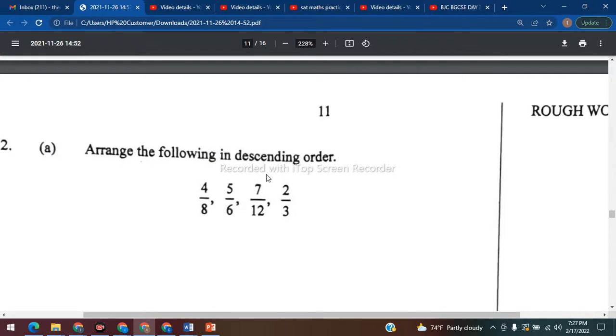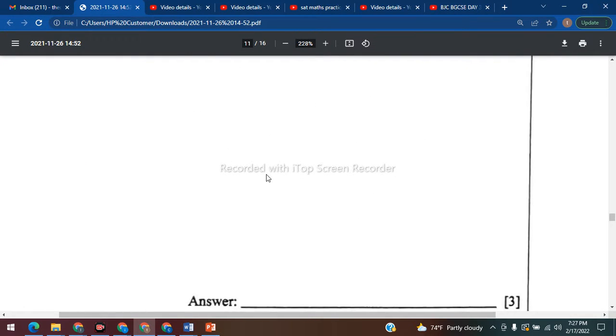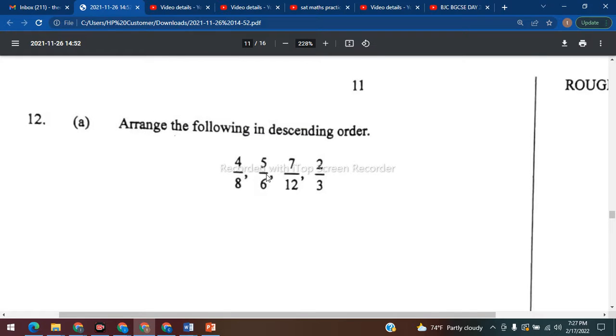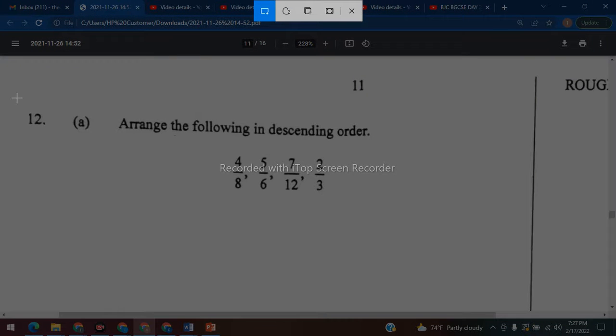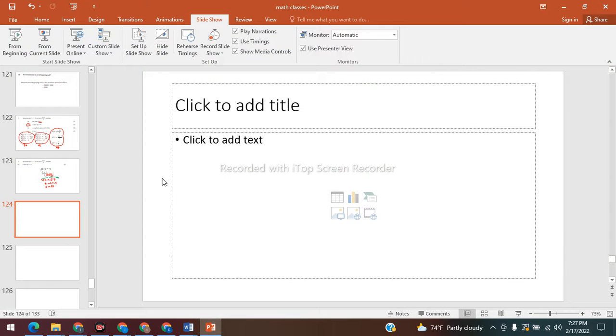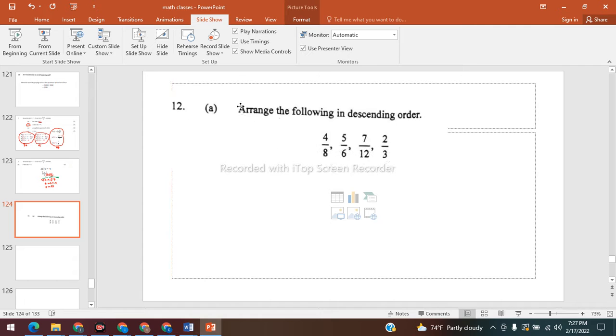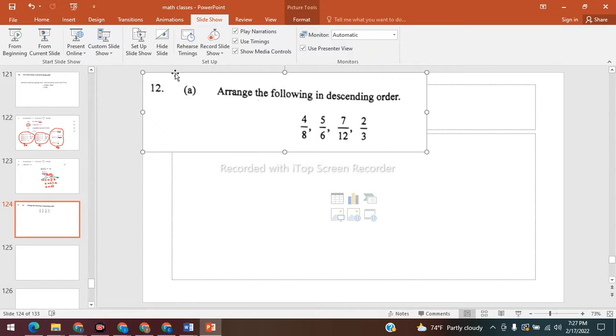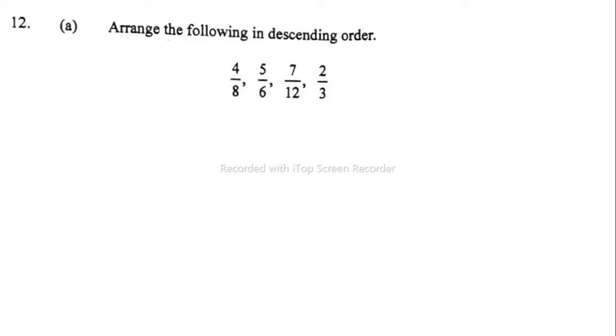Arrange the following in descending order. Arrange these things in descending order. What do we mean by descending order? Highest to lowest. So what's going to be the first thing we're going to do for something like this?